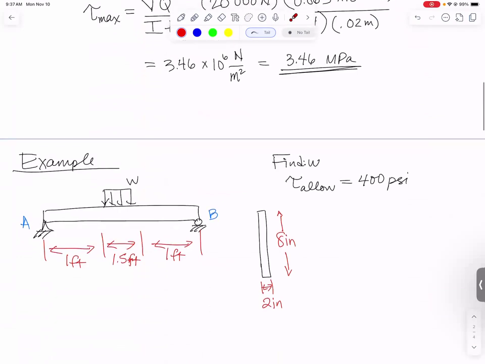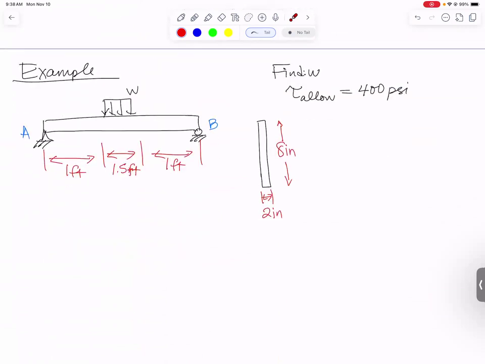Let's do a full example now. Instead of being given the shear force, we need to find the shear force. It is a symmetric beam. That's helpful. But here's the problem. This is a problem where we are not given W. We actually have to find W, given that the allowable shear stress anywhere in the beam, anywhere on the cross section, is only 400 psi. So we have an easy cross section, at least.